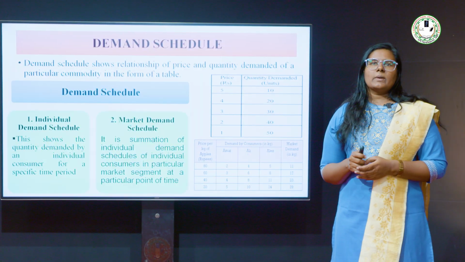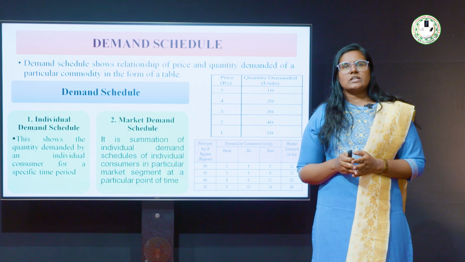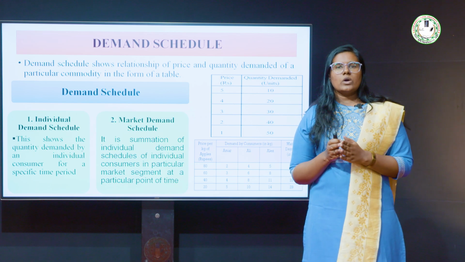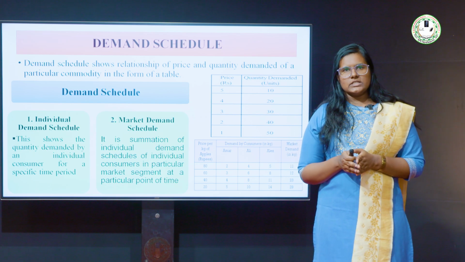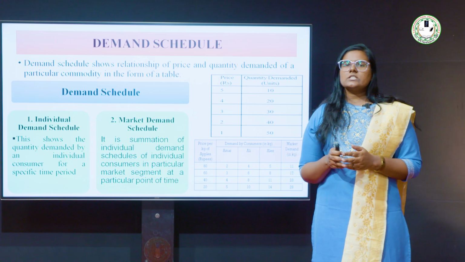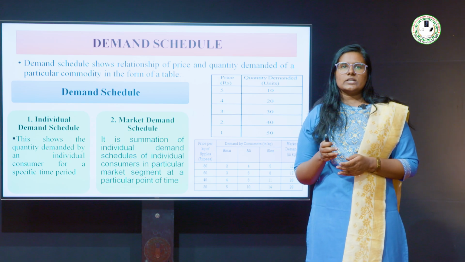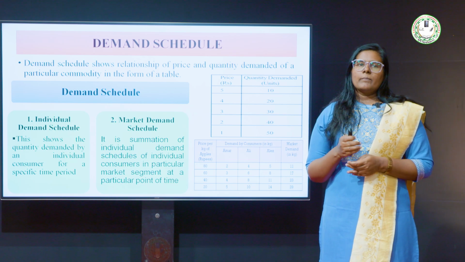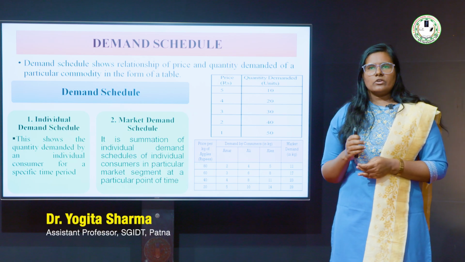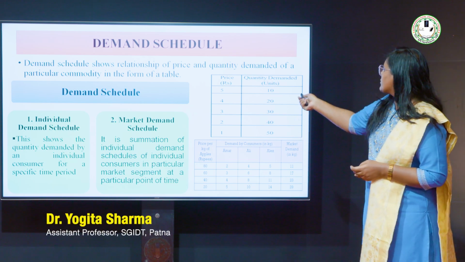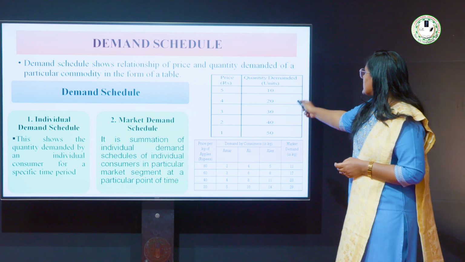Let's understand demand schedule. Demand schedule shows the relationship of price and quantity demanded of a particular commodity in the form of a table. It is again of two types. First one is the individual demand schedule. Here the quantity demanded by an individual consumer for a specific period of time is shown. We can see here in the first table, only for a particular consumer it is shown.